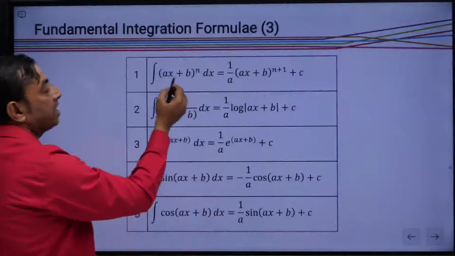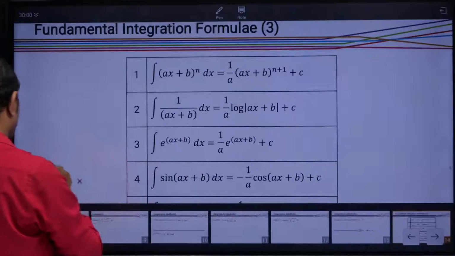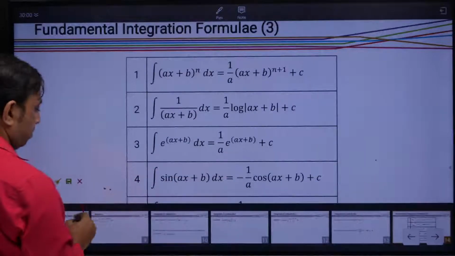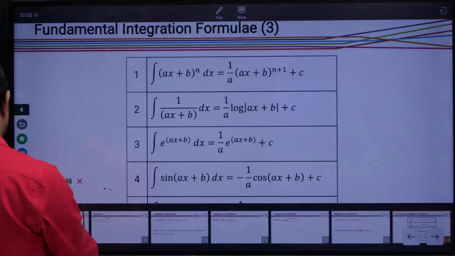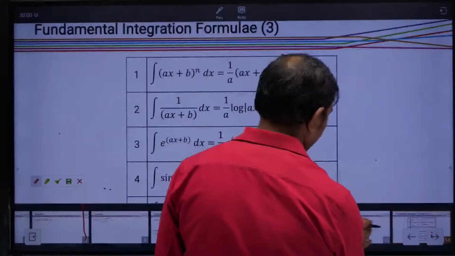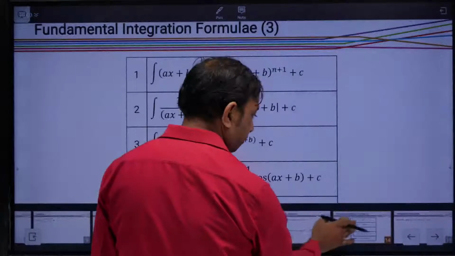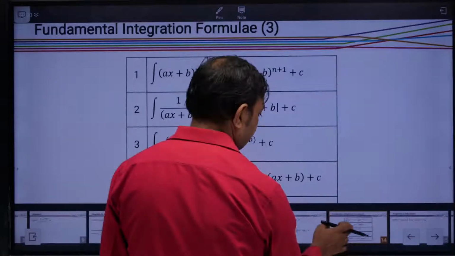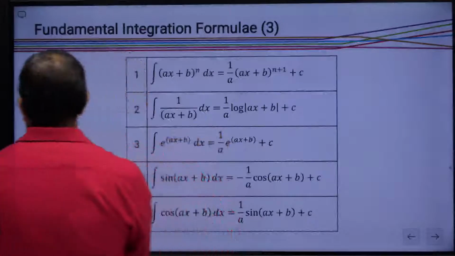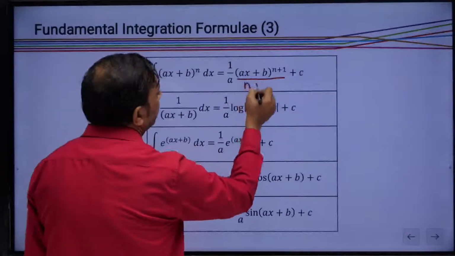Now, we are modifying that x as (ax plus b) to the power n, and the formula for it will be, okay, this is the formula divided by n plus 1.